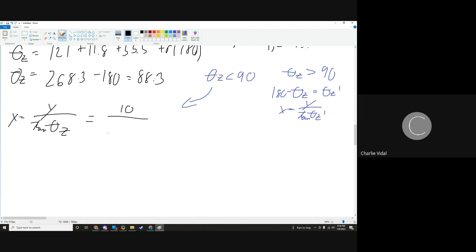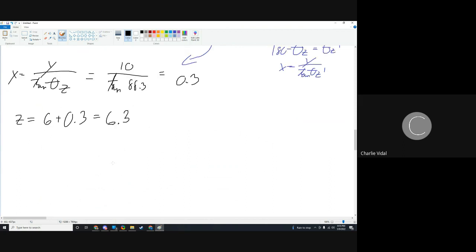And just remember also that this is tangent. This is not inverse tangent. Tangent of 88.3, and that is 0.3. Okay, we have that. We're also going to find the distance from the origin. So it's going to be 6 plus 0.3, which is equal to 6.3, right? It's a very small distance.